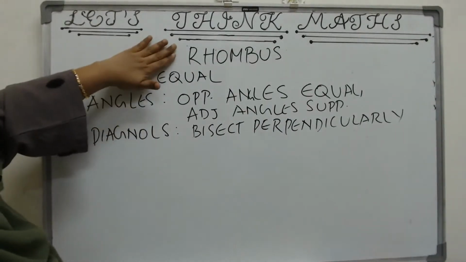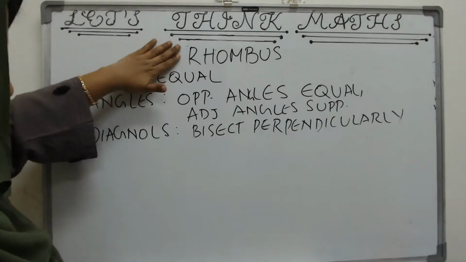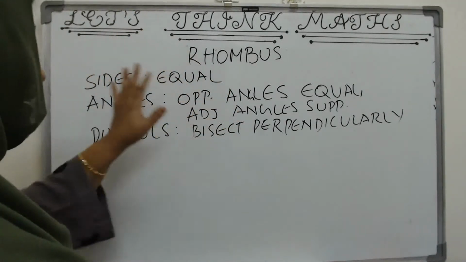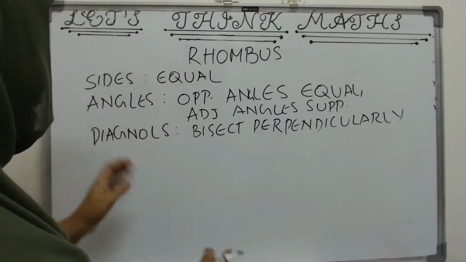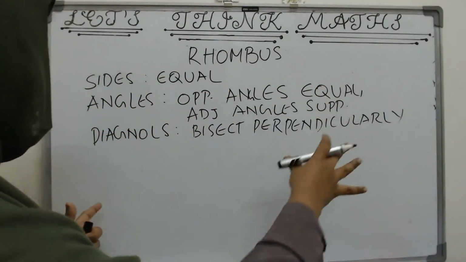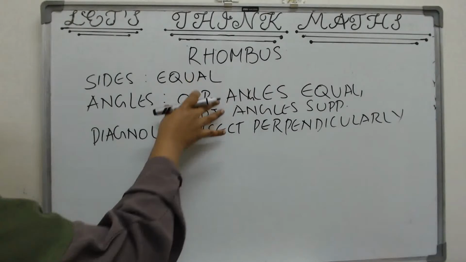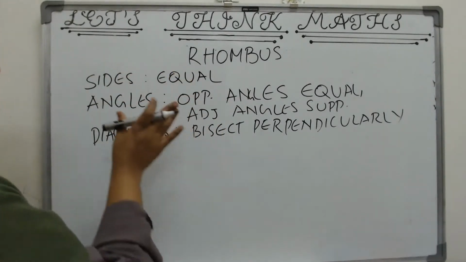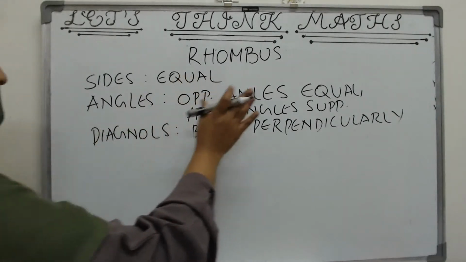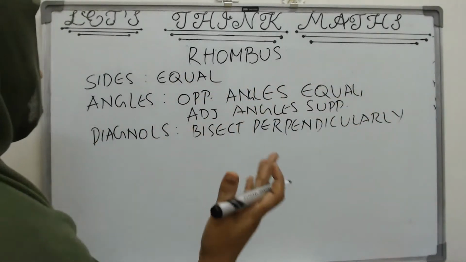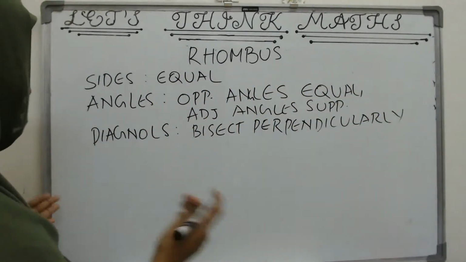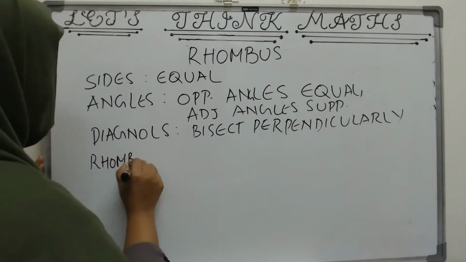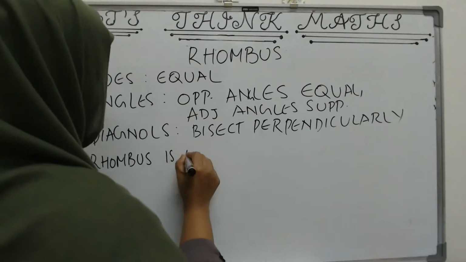Now we come to a quadrilateral called rhombus. So now you would see that I have rubbed off all the details we wrote about parallelogram and rectangle and square, because this is a slightly different quadrilateral. Look at its conditions. Its sides have to be equal. Its opposite angles equal, adjacent angles supplementary, which means what? Which means that rhombus is a parallelogram, correct?